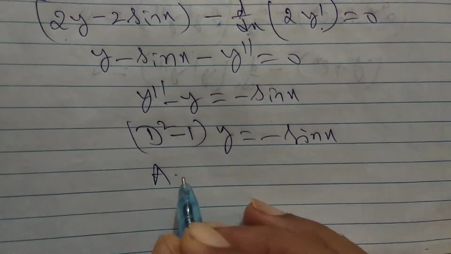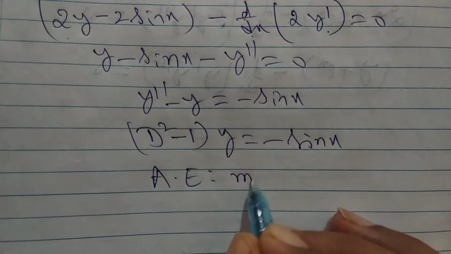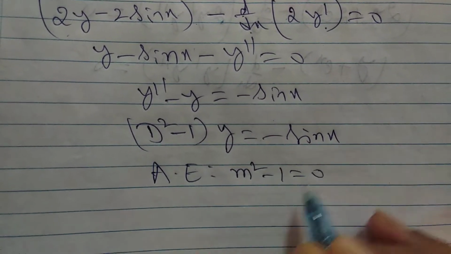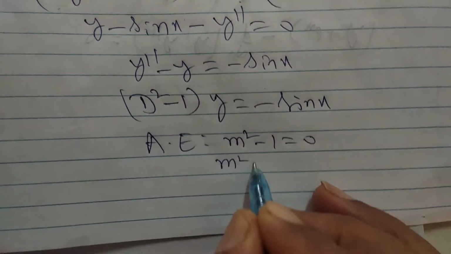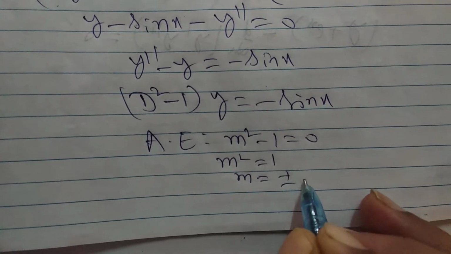Now we have to write the auxiliary equation. What is the auxiliary equation? Replace D by m: m square minus 1 is equal to 0. We solve this equation: m square is equal to 1, m is equal to plus or minus 1.